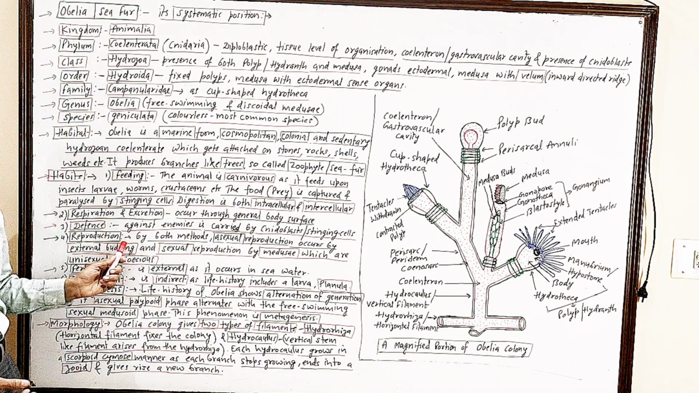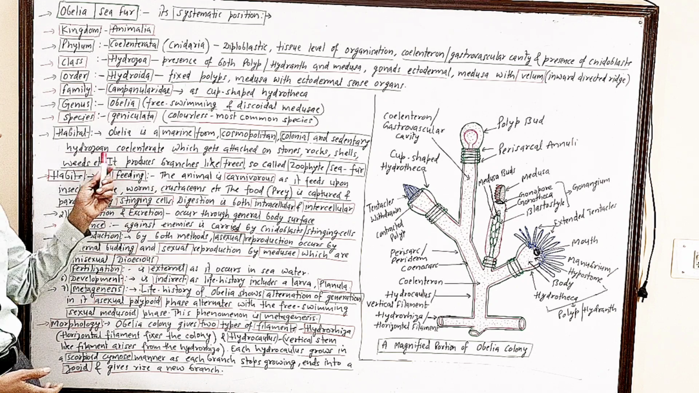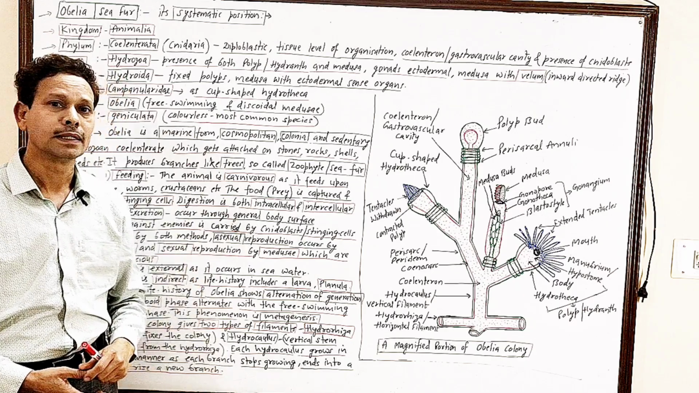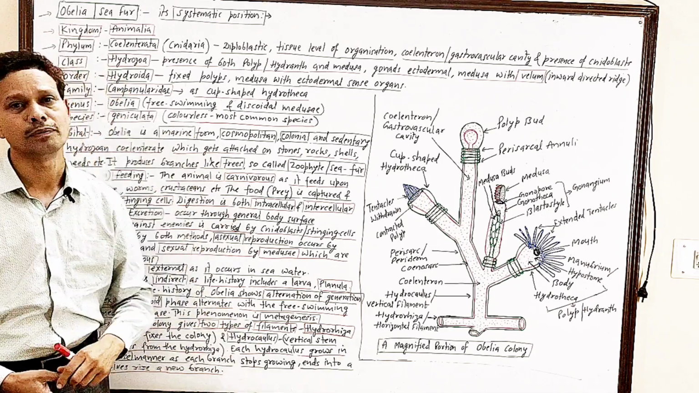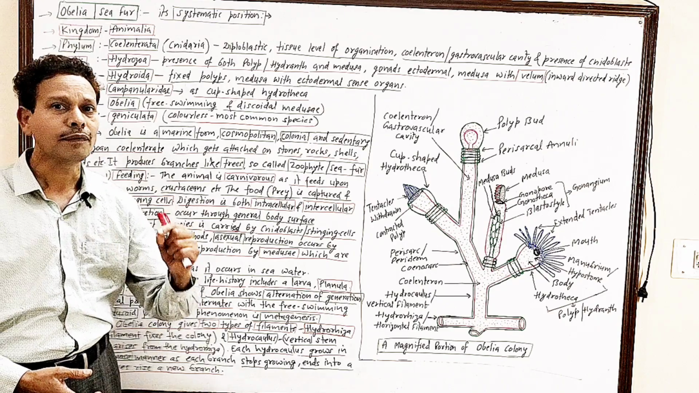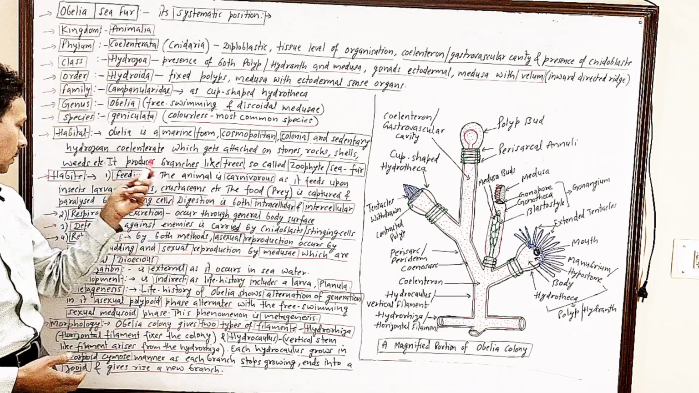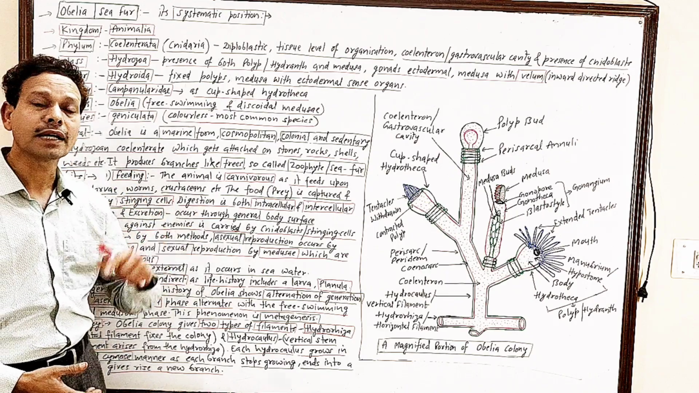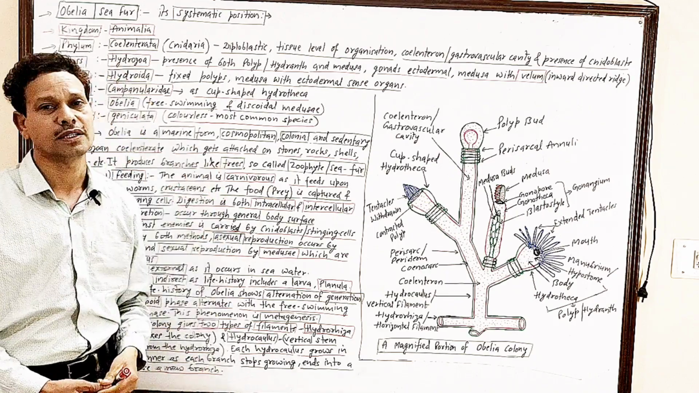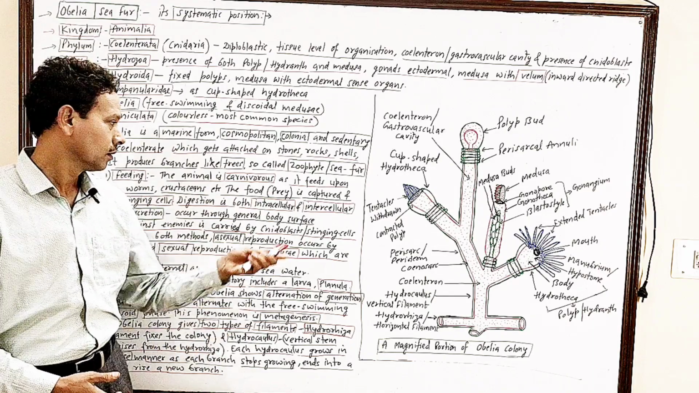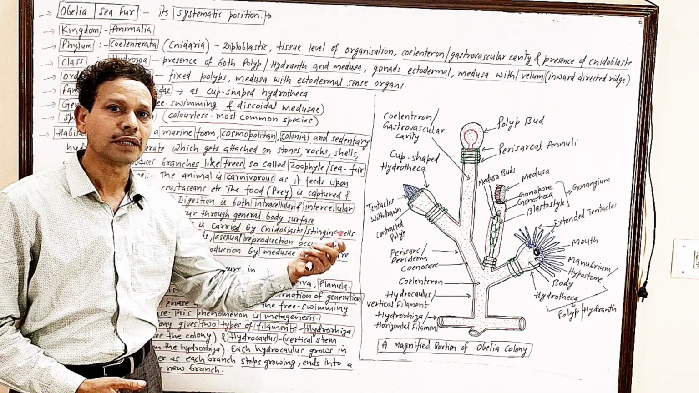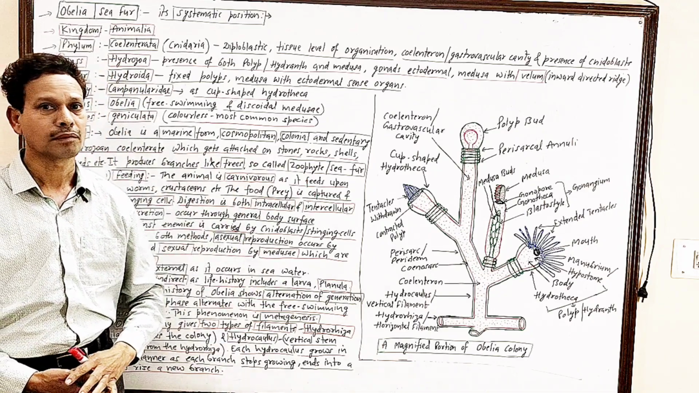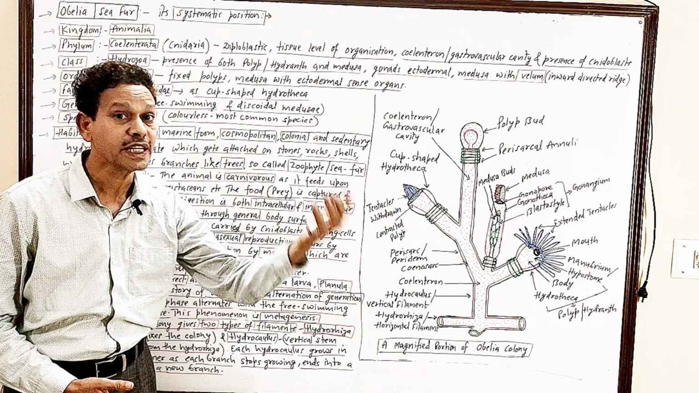Reproduction. And children, very important point, that is feeding. The animal is carnivorous as it consumes larvae of insects, and it consumes worms, insect larvae, and small crustaceans. The food is captured and the prey is paralyzed by using special type of cells, stinging cells.